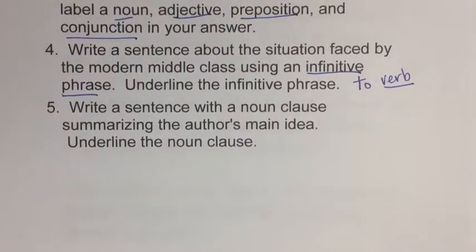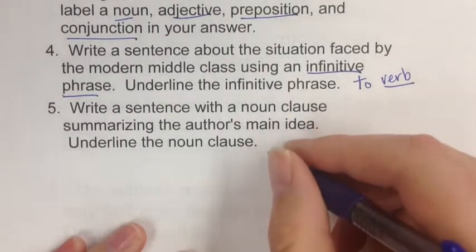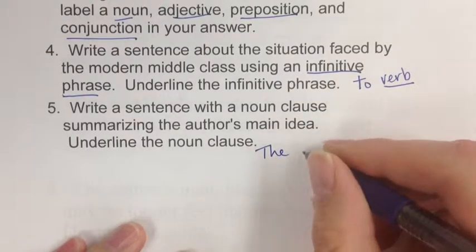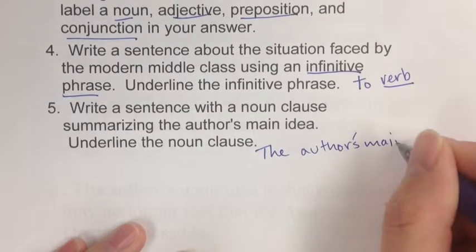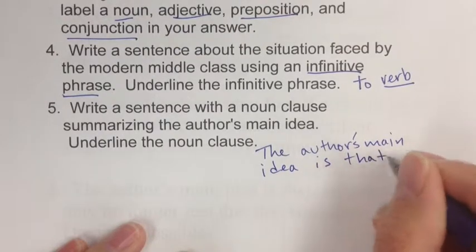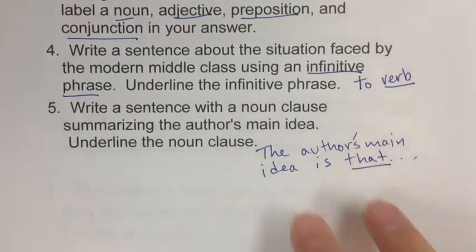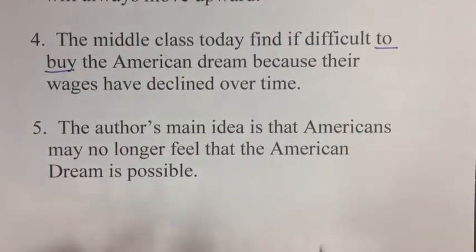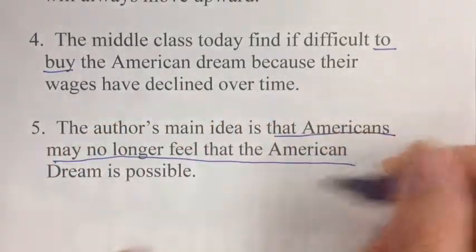Five. Write a sentence with a noun clause summarizing the author's main idea. Underline the noun clause. So the easiest way to do this is to use the sentence frame, the author's main idea is that. Whatever follows that will be the predicate nominative to the author's main idea. So this is what I chose to do. The author's main idea is that Americans may no longer feel that the American dream is possible.